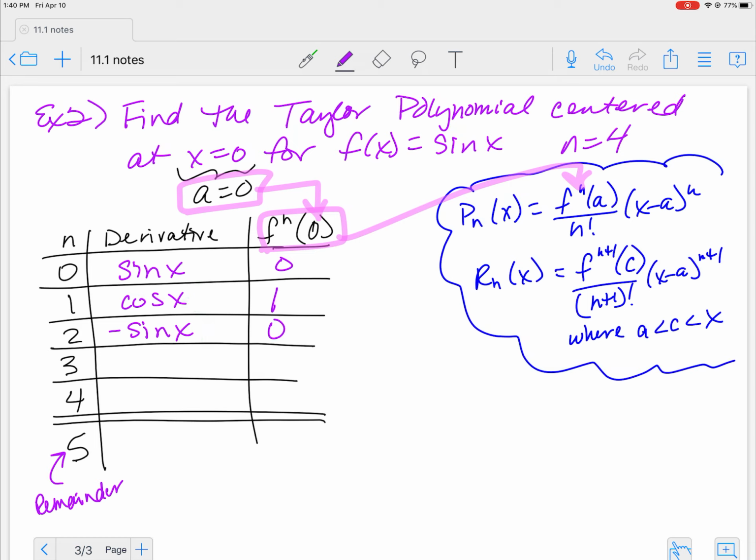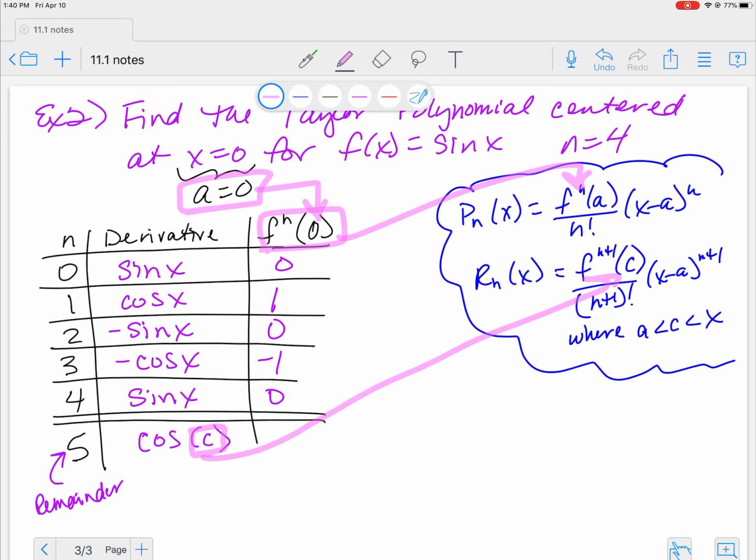This is still 0. The derivative of negative sine is negative cosine. The derivative of negative cosine is positive sine. The derivative of positive sine is cosine. But remember, this is my remainder. So I have my input here is c because of that input. And I don't care about this last piece over here because I'm not plugging in a value. I'm saying the next term with c as my input. All right, let's write it up.